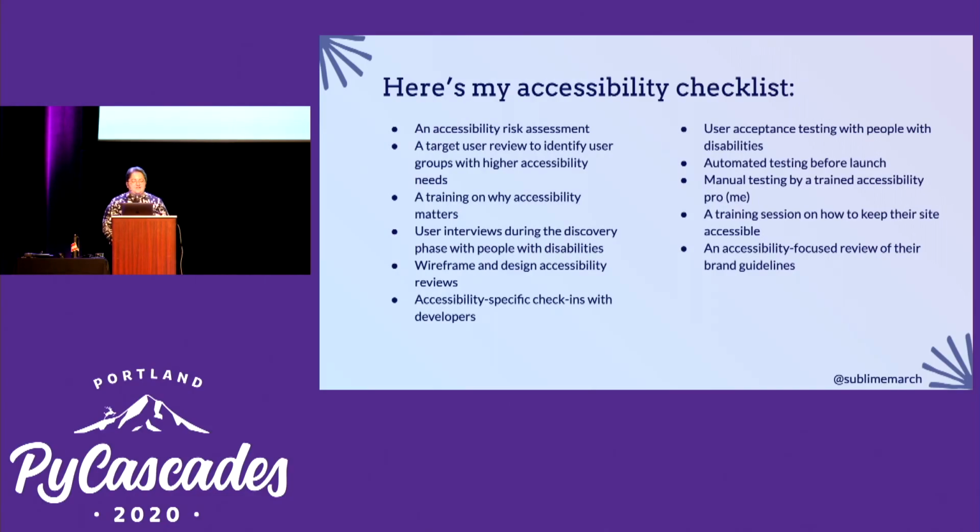Also, part of this checklist is having a training session with either the client or whoever will actually enter content or whoever is going to manage the site once it launches, or manage the app or whatever the thing is, giving them a training session on how to keep that project accessible. It doesn't stop being an accessibility problem once it hits the world. And then an accessibility-focused review of their brand guidelines and all the other materials they give us that would go in this app. I'm just tired from listing all of that, but really it's a lot of little things that integrate into an existing process.